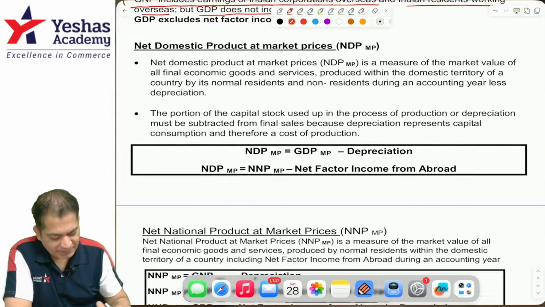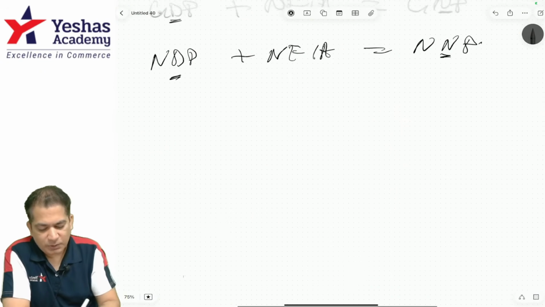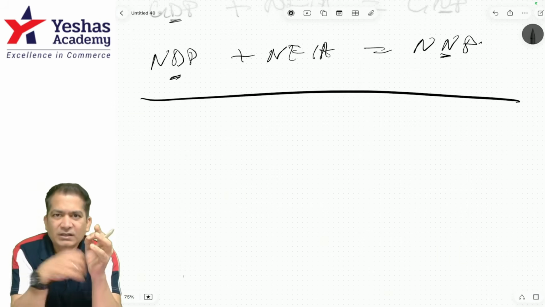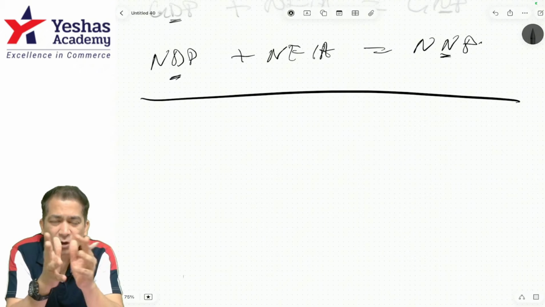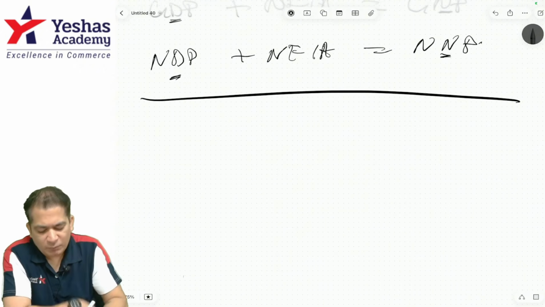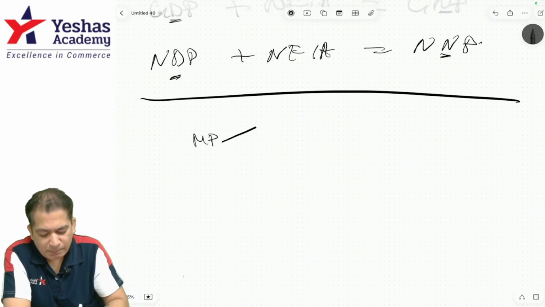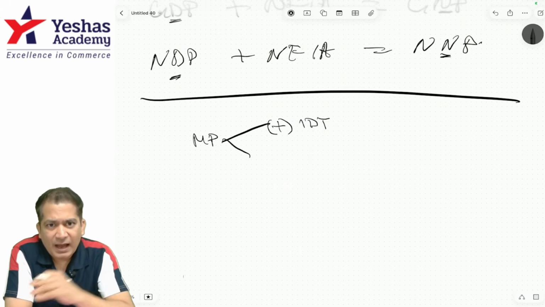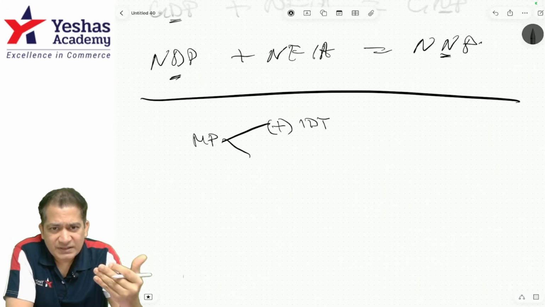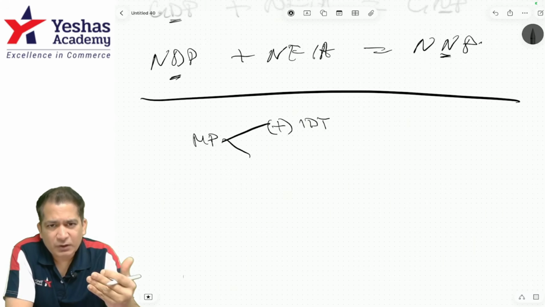Now, market price and factor cost. Remember, market price will increase when the taxes imposed by the government increase. I'm talking about indirect taxes. Market prices will have the impact of taxes on them, indirect taxes, IDT. And if the government is giving a subsidy, then it will decrease the market price for the consumers.